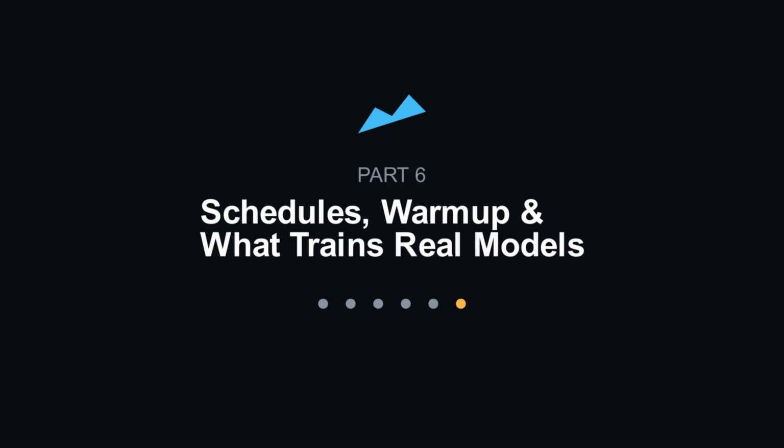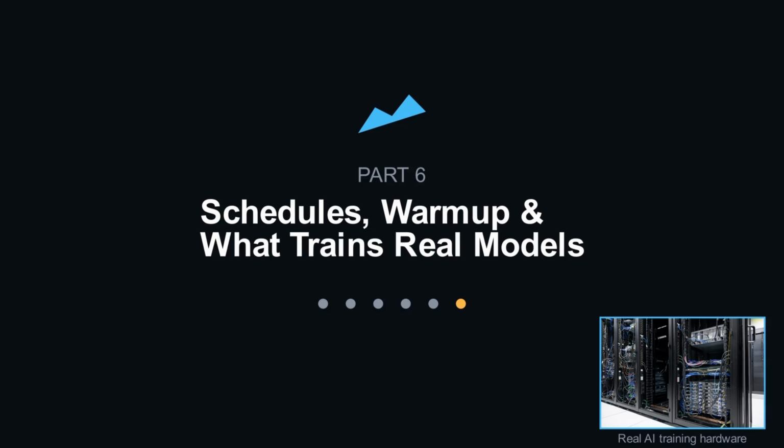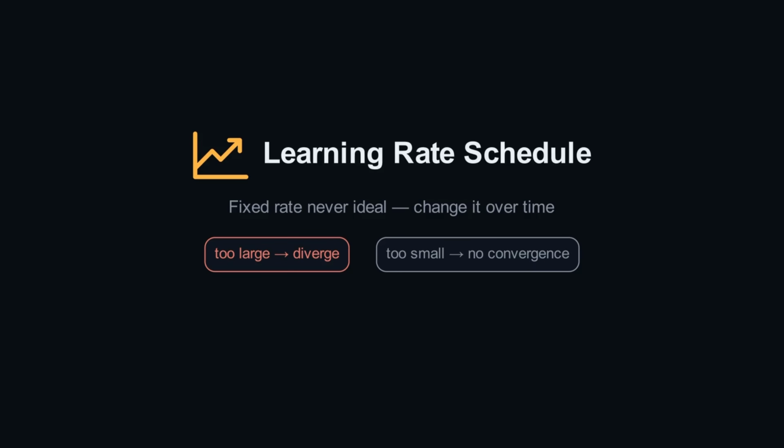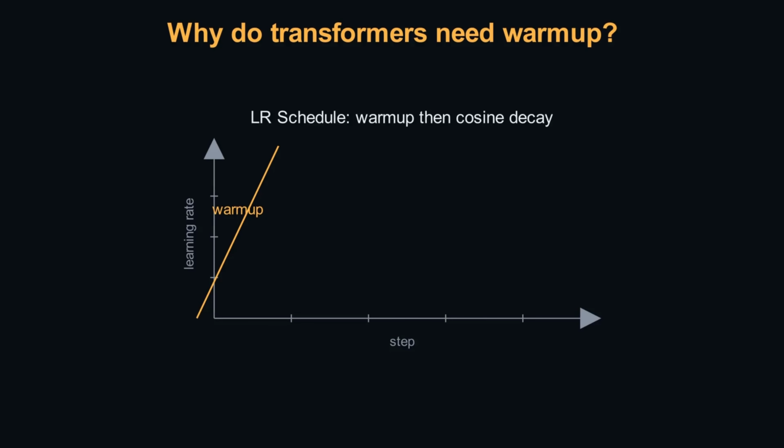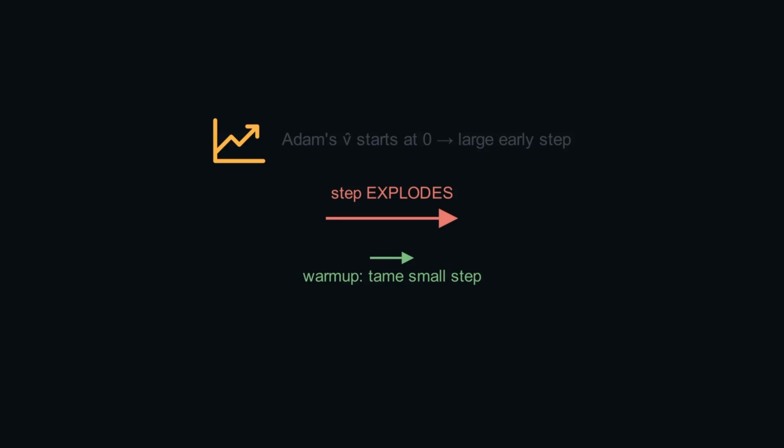In this final part, we cover schedules, warm-up, and the configs that train real models. A fixed rate is never ideal. Too large early diverges, too small late never converges, so we change it over time. Warm-up is the first move. Linearly ramp the rate from near zero to its peak over the first 2,000 steps. Why do transformers need it? Early on, Adam's second moment starts at 0, so a large rate makes steps explode. Warm-up lets it settle first.